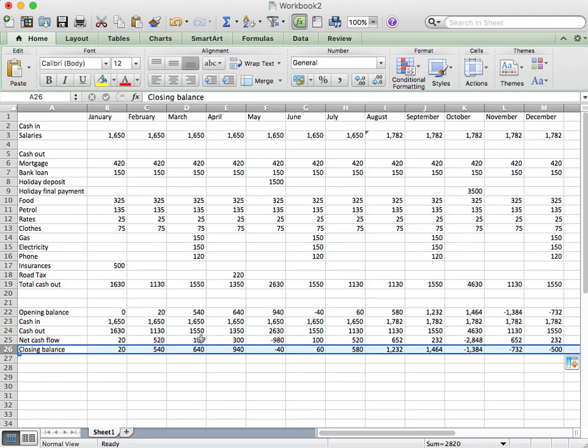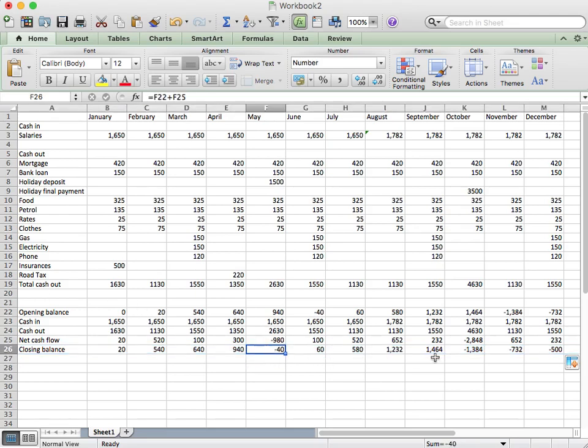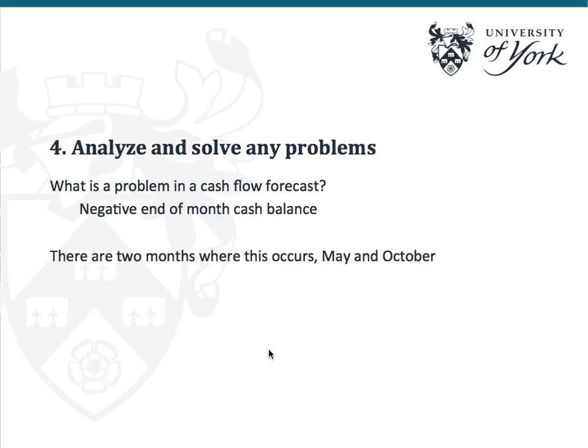We can see that is occurring in May and also in October. Okay? And it's a fairly big one in October. It also remains in November and December. So let's take a look at the May one to start with. What can we do?